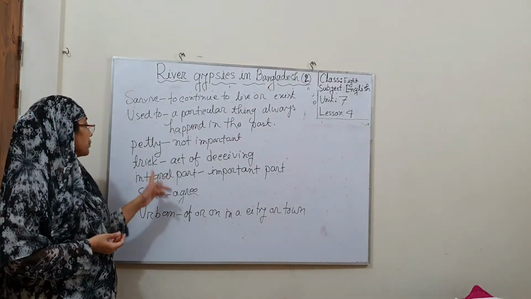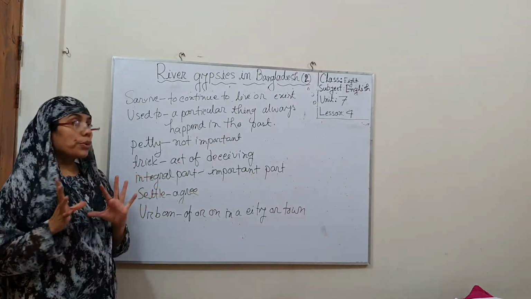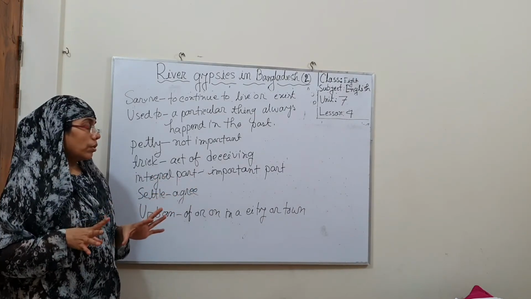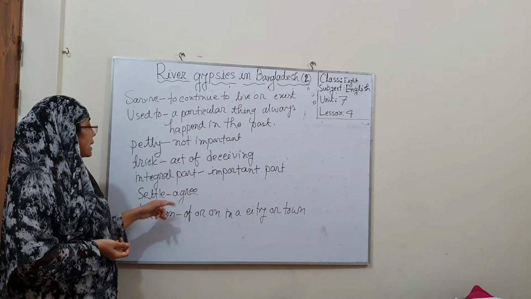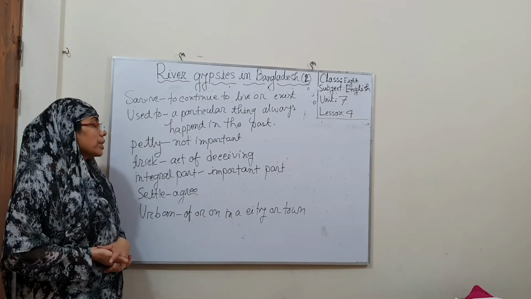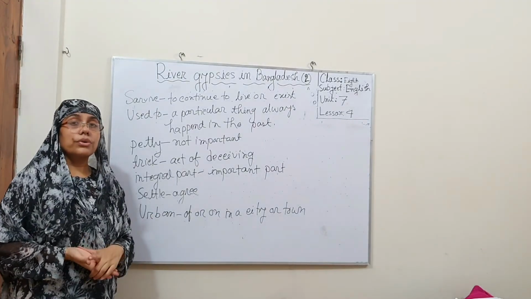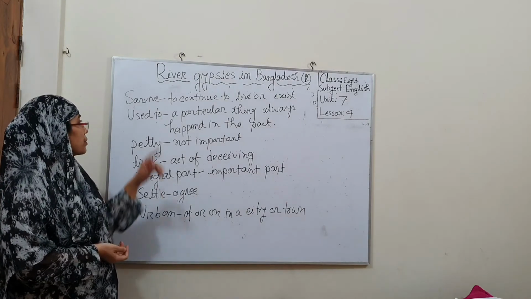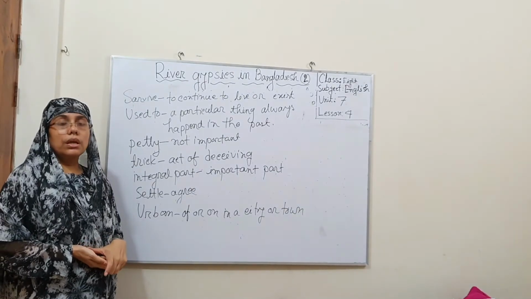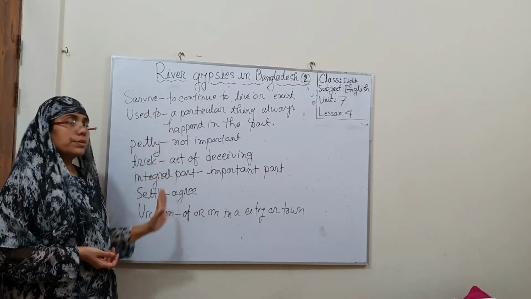Integral part is a necessary part or main part, the very important part of a thing or of a matter. And settle that means agree. Urban, of or in a city or town. Urban is related to city or town, in town or city. Okay, dear students, I have read all of the new words and meanings, and I hope that you have understood all of these new words properly.